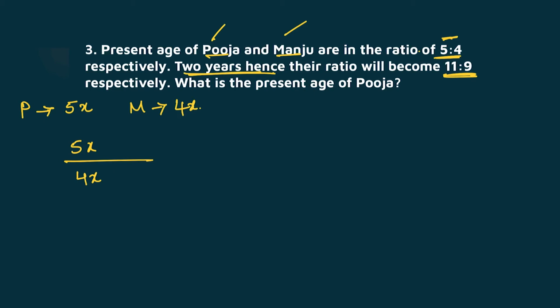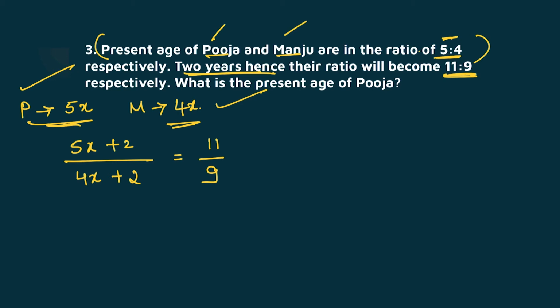See the next part of the question. 2 years hence. So after 2 years, that means future value. So you have to add plus 2 to the present given ratio value of their ages. So then it will be in the ratio of 11:9. So read the question properly. Present ages of Manju and Pooja are in the ratio of 5:4. We have taken it as 5x and 4x. 2 years hence, since it is in the ratio form, we are also taking these values in the ratio form. 5x plus 2 by 4x plus 2, and this value will be in the ratio of 11:9.